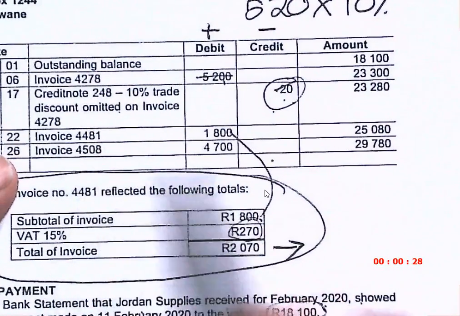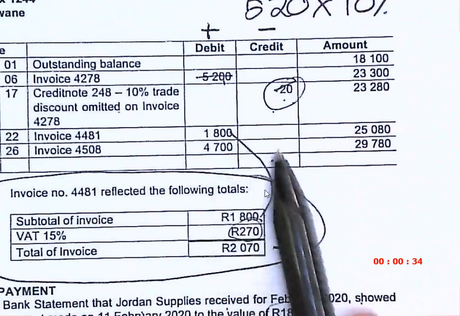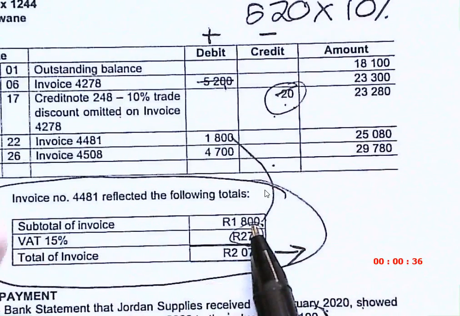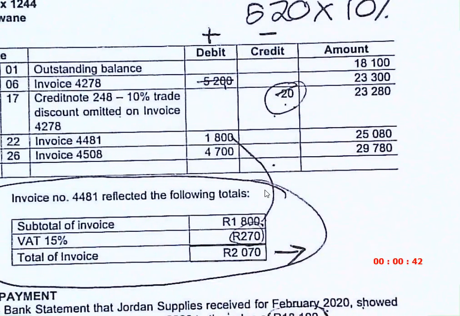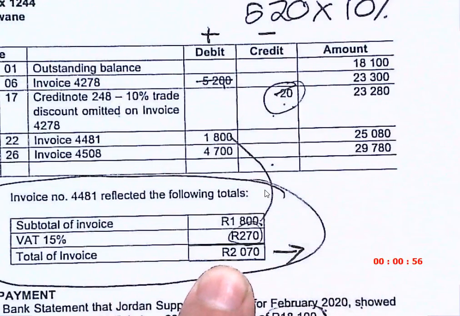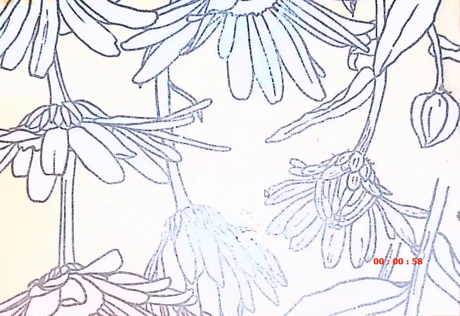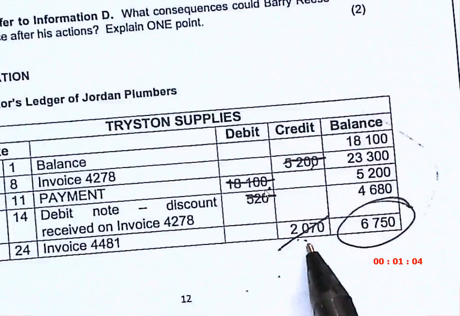Invoice 4481 is 1,800. Now if I look here, can you see that the 1,800 is before the VAT? Now we all know if we go to a shop and we buy, the price that we pay includes the VAT. In other words, you're supposed to record the inclusive of VAT price, not the exclusive price. Now if I look, I think we did it right. Can you see? We did it right. We took the amount with VAT inclusive.